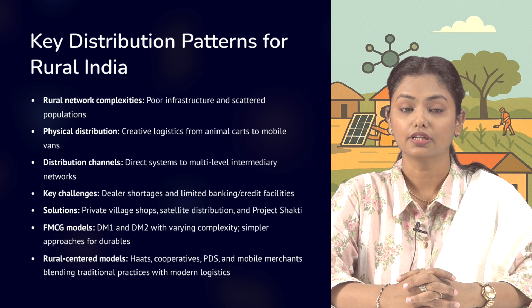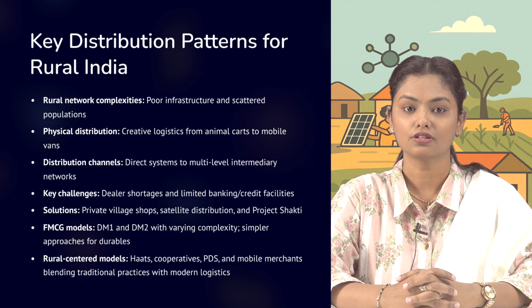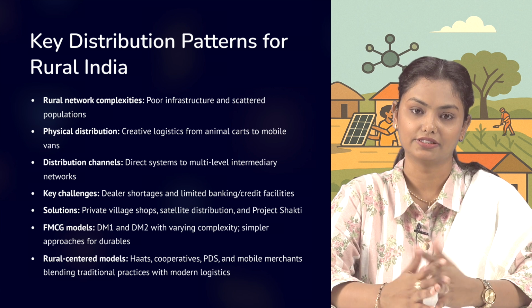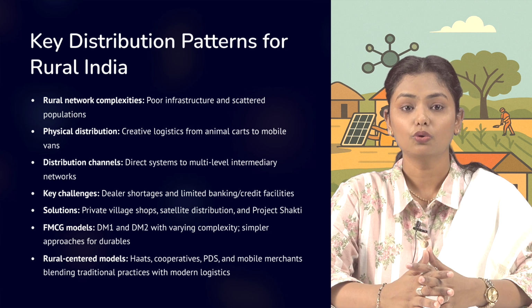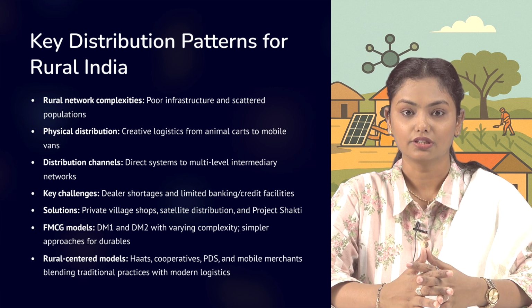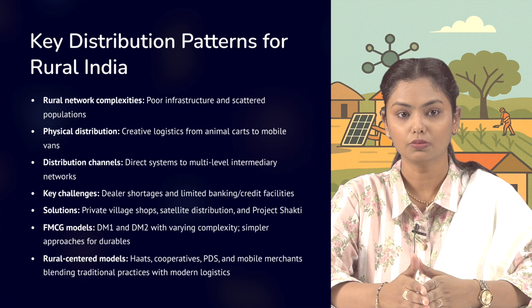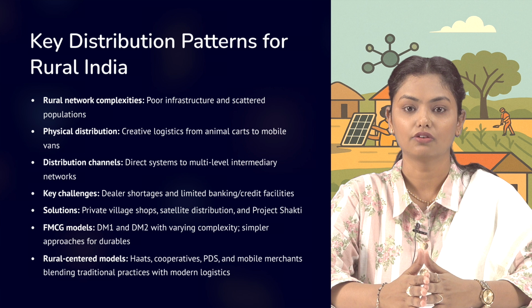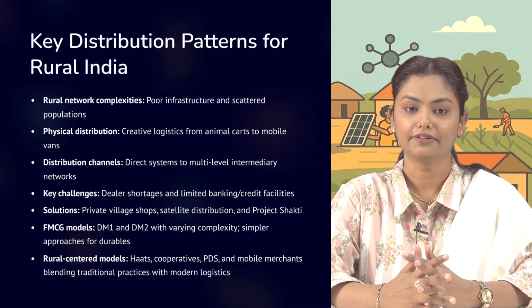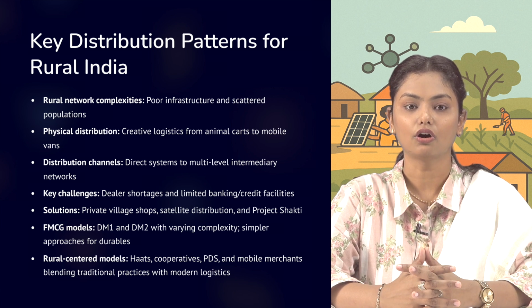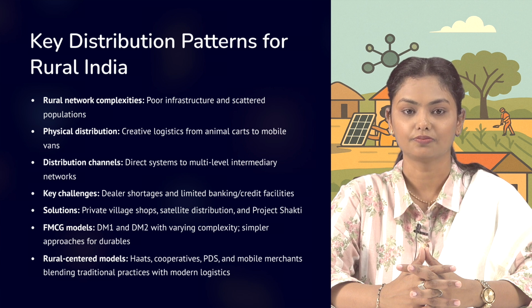After that, we learned about physical distribution. Physical distribution in this context involved creatively managing logistics, often relying on adaptive transportation methods like animal carts and mobile vans. We explored various distribution channels including direct, that is from producer to consumer, and indirect systems involving multiple intermediaries, looking at vertical, horizontal and multiple channel marketing approaches.